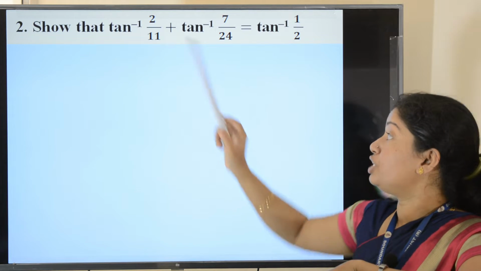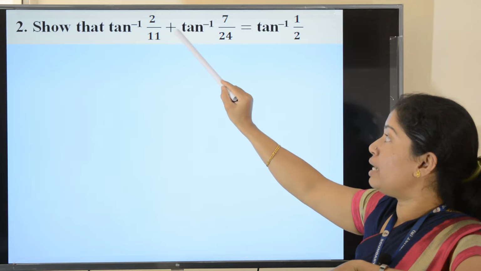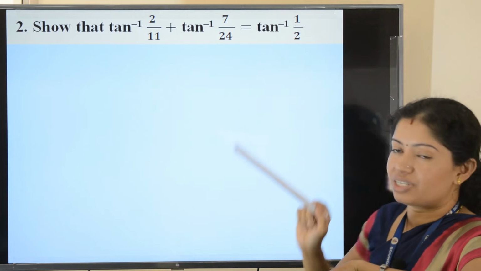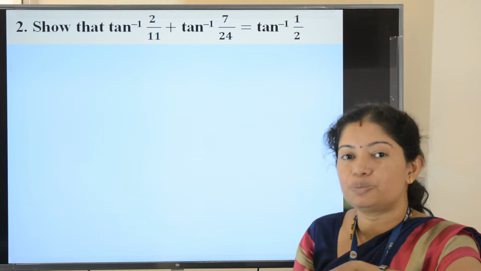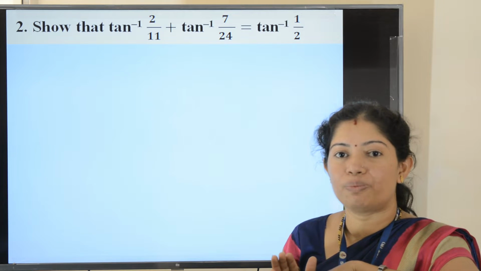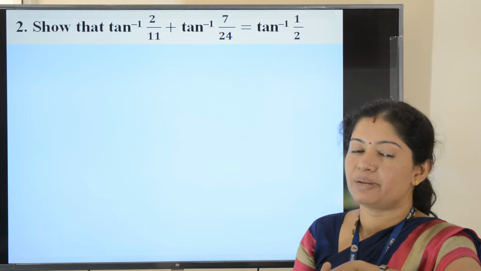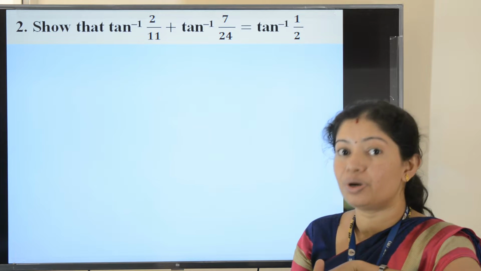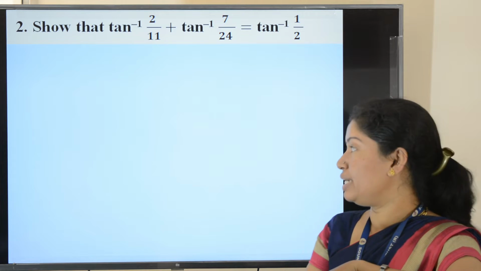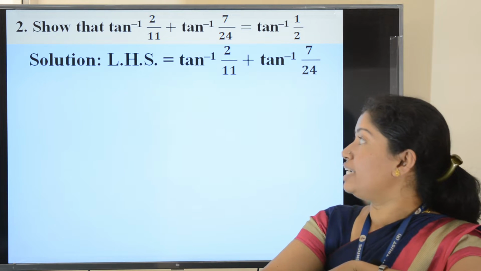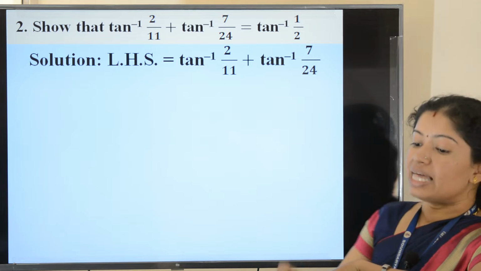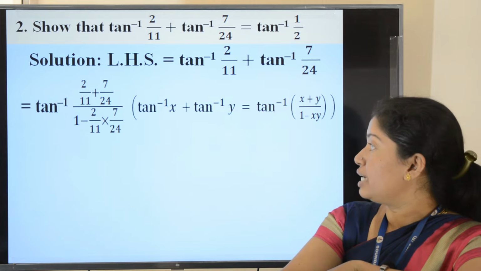That is, again you need to show tan inverse of 2 by 11 plus tan inverse of 7 by 24 is equal to tan inverse of 1 by 2. So which property can we use here, students? Again you need to use the same property, that is tan inverse of x plus tan inverse of y is equal to tan inverse of (x plus y) divided by (1 minus x into y). So let us take the left hand side. Left hand side you copy as it is, then you use that property.